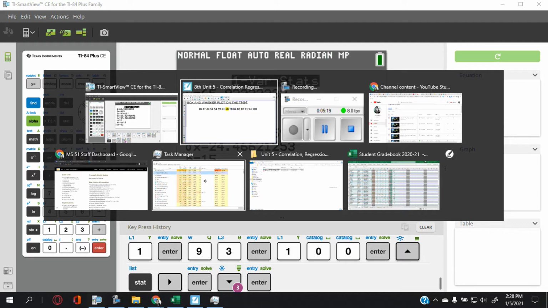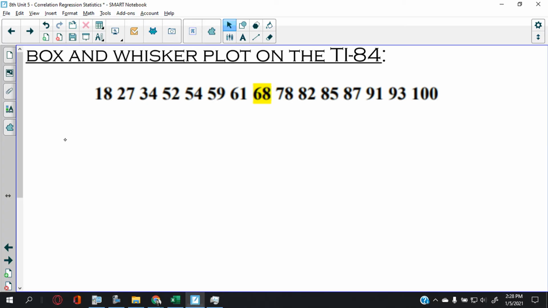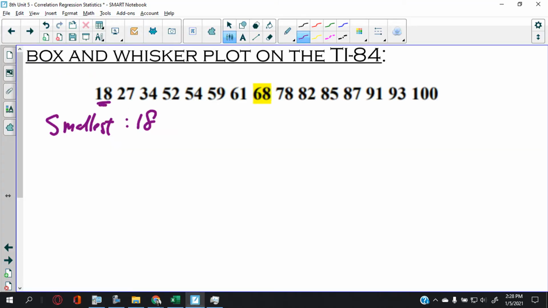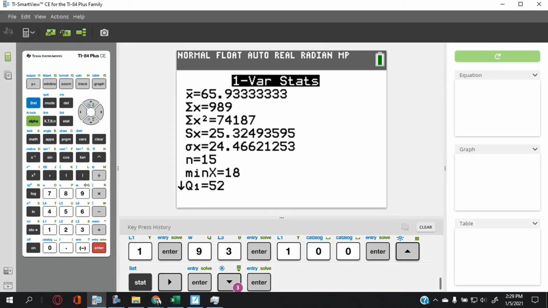Now, the smallest number is 18. So I'm going to say, smallest number is 18, right? Technically, I could just look here. I know the smallest number is 18 and the biggest number is 100. I get that.